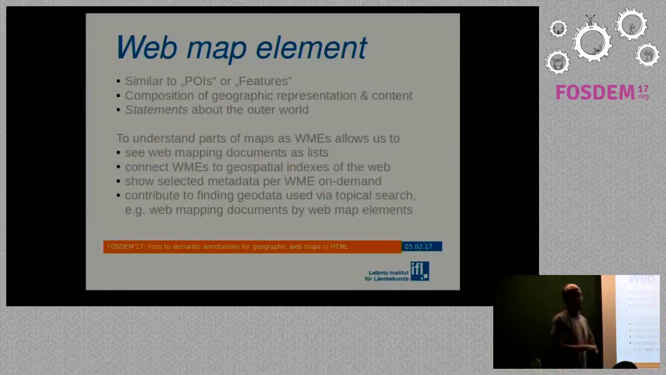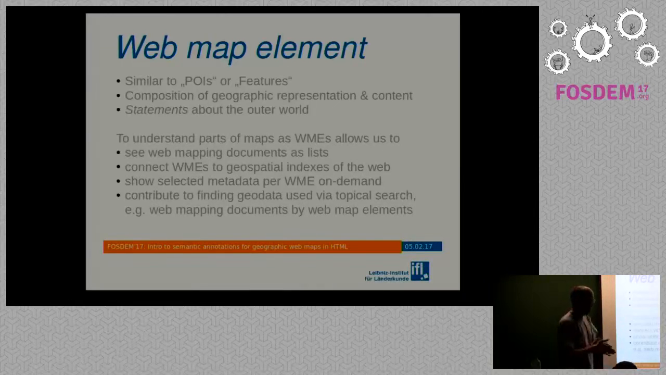As I said, if we want to have a list of web map elements, if we want to see the map as a list of elements, we have to define what is an element. And this is kind of my definition. It's similar to a point of interest, but can also include areas. It's not specific about locations. And it's basically everything you overlay a map.